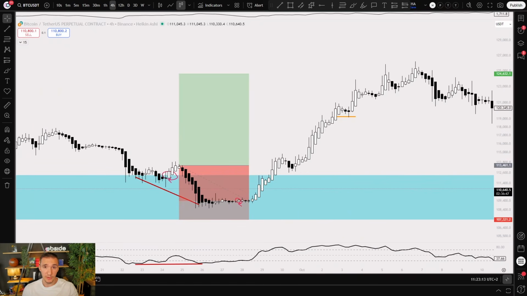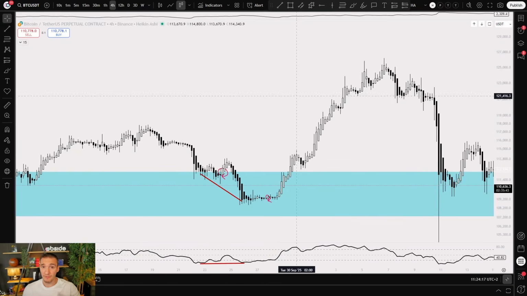Now, this is particularly useful if you do not have fixed targets or fixed take profit, but you like to just ride as much momentum or short-term momentum as the market can give you. Then you can trail your stop loss behind the Heikin Ashi like this until you get taken out.